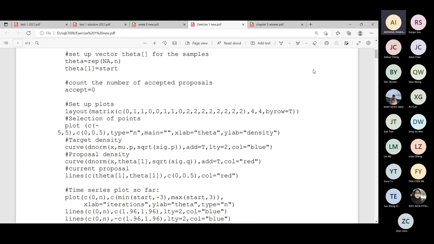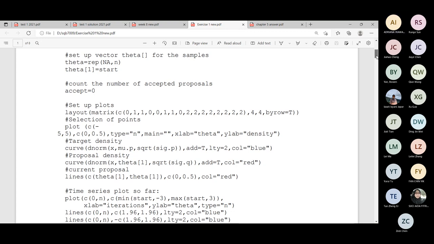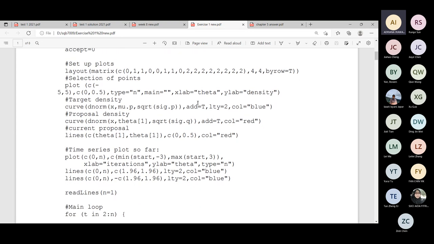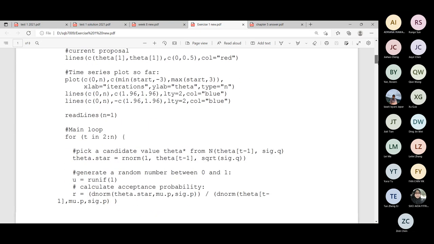This one is actually for 14. What is the point at the top here? When you try the program later, this is actually a visualization. They want to show you step by step, so they give you something to plot, and then you add something to the plot. This is all the plotting, but the actual algorithm is what you can see here.